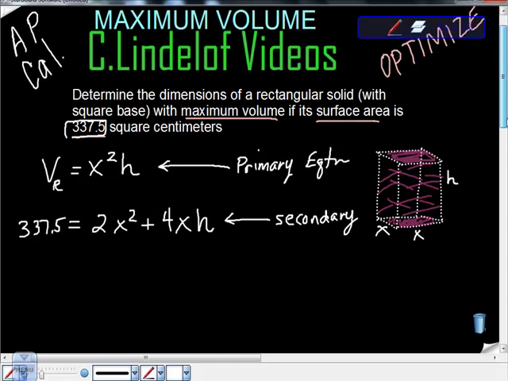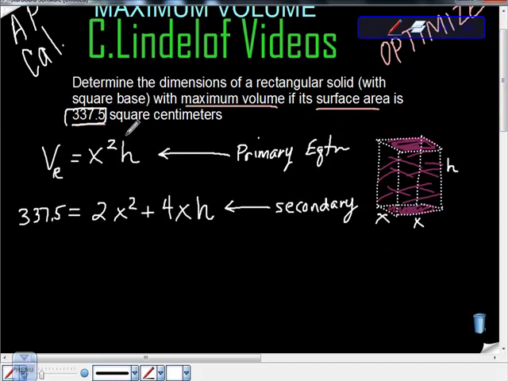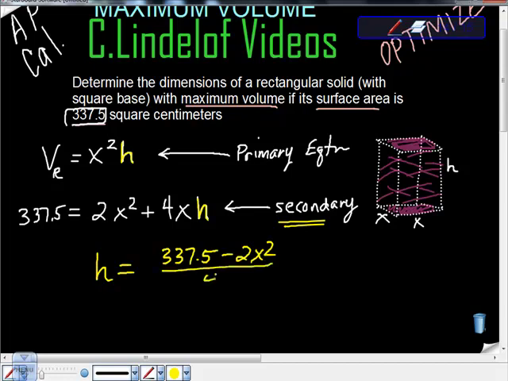The problem that we're going to have here is that I want to take the derivative because I want to get this rate of change of x, but we're stuck with this h. So we have 2 variables here, and that's not okay. This is going to happen most of the time when you're doing a problem like this. So I'm going to solve the secondary equation in terms of h. So I got h is equal to 337.5 minus 2x squared all over 4x. I think that works out good, doesn't it?